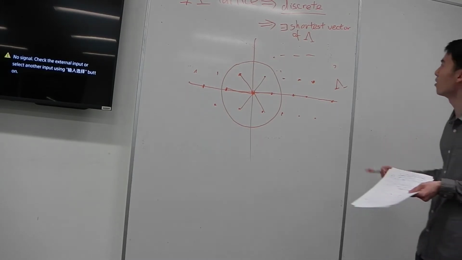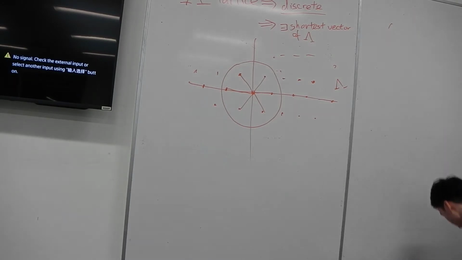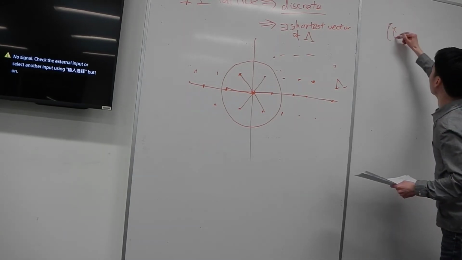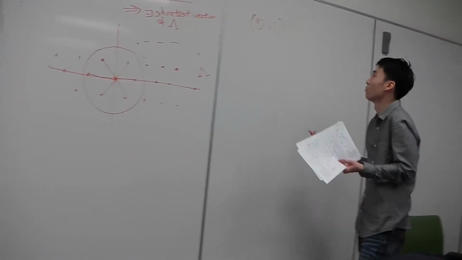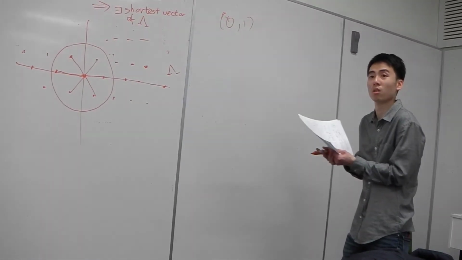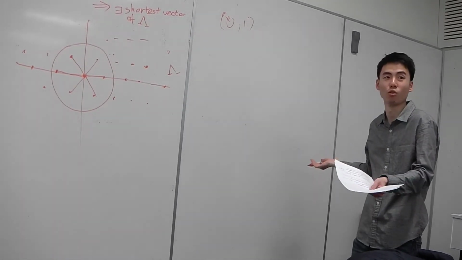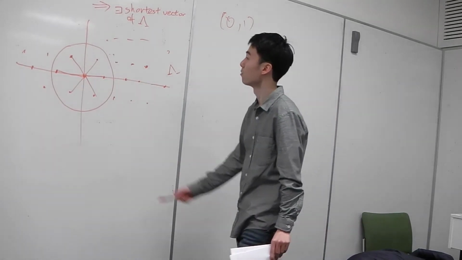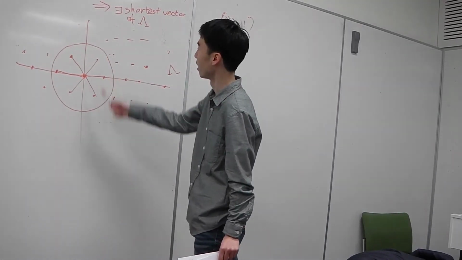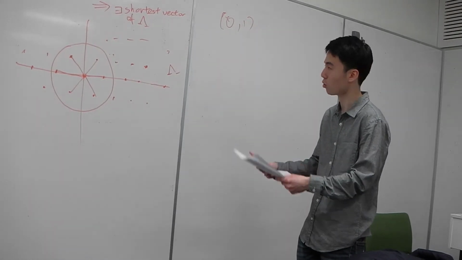We don't really have that kind of concept in the real numbers. For example, between 0 and 1, what is the positive number that's closest to 0? That doesn't exist, right? I mean, 0.0001, 0.001, there are too many. So in this case, we have a shortest vector in the lattice. That's the point of discreteness. We have the shortest vector.